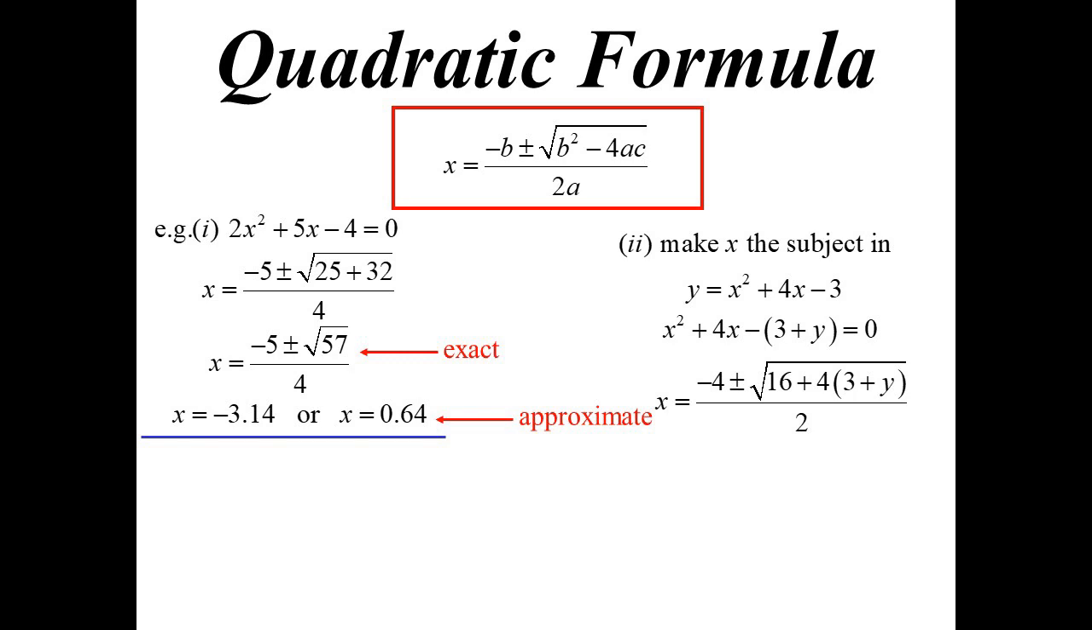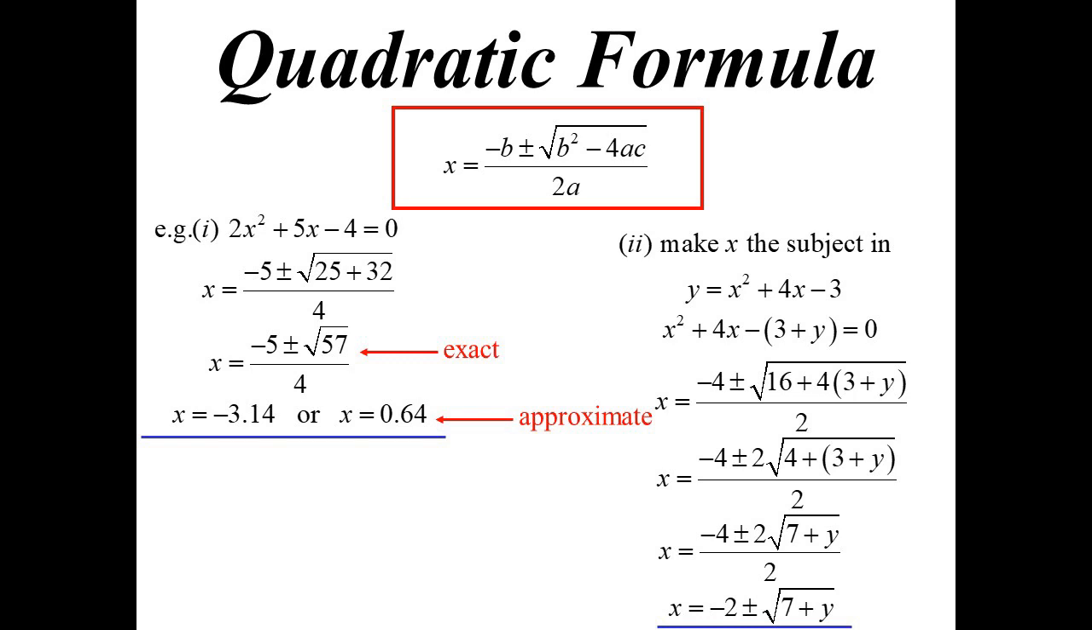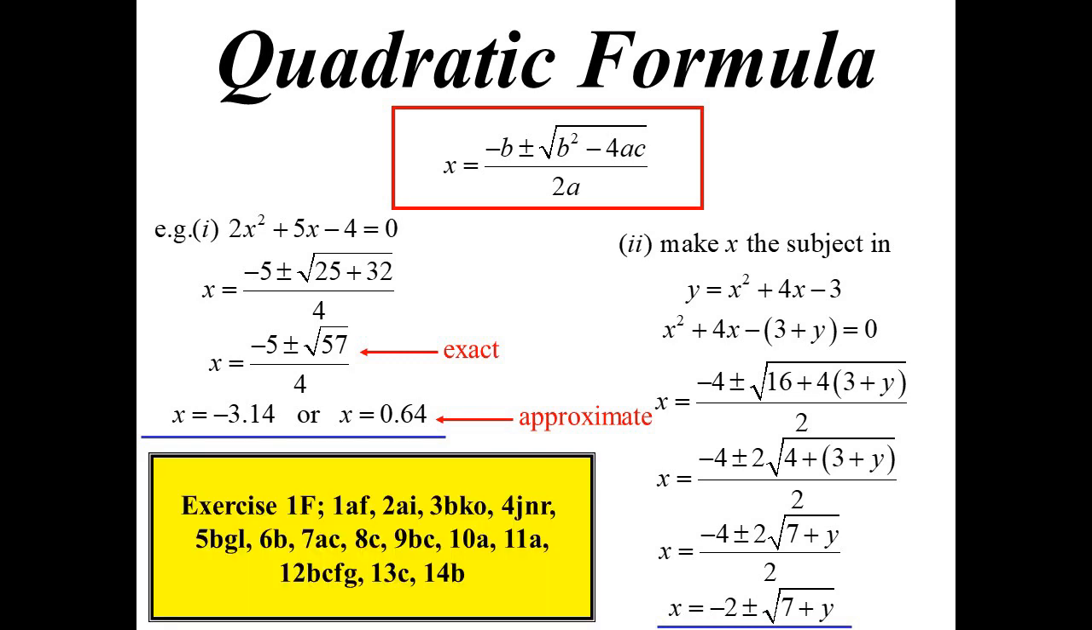Tidying up that surd, 4 goes into both 4 and 16, so I can pull that out of the surd. Square root of 4 is of course 2. I'm left with 7 plus y. 2 will go into everything. There it is. X is negative 2 plus or minus the square root of 7 plus y. X is now the subject of that particular equation. Okay, there's quadratics.